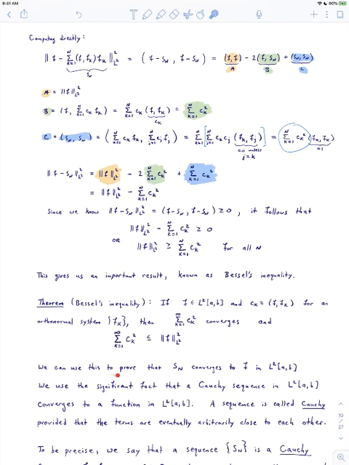So we can use this to prove that Sn converges to f. We can use this fact. But we have to use a significant fact that what we call a Cauchy sequence in L2 converges to a function in L2. Now, a sequence is called a Cauchy sequence provided that the terms are eventually arbitrarily close to each other.